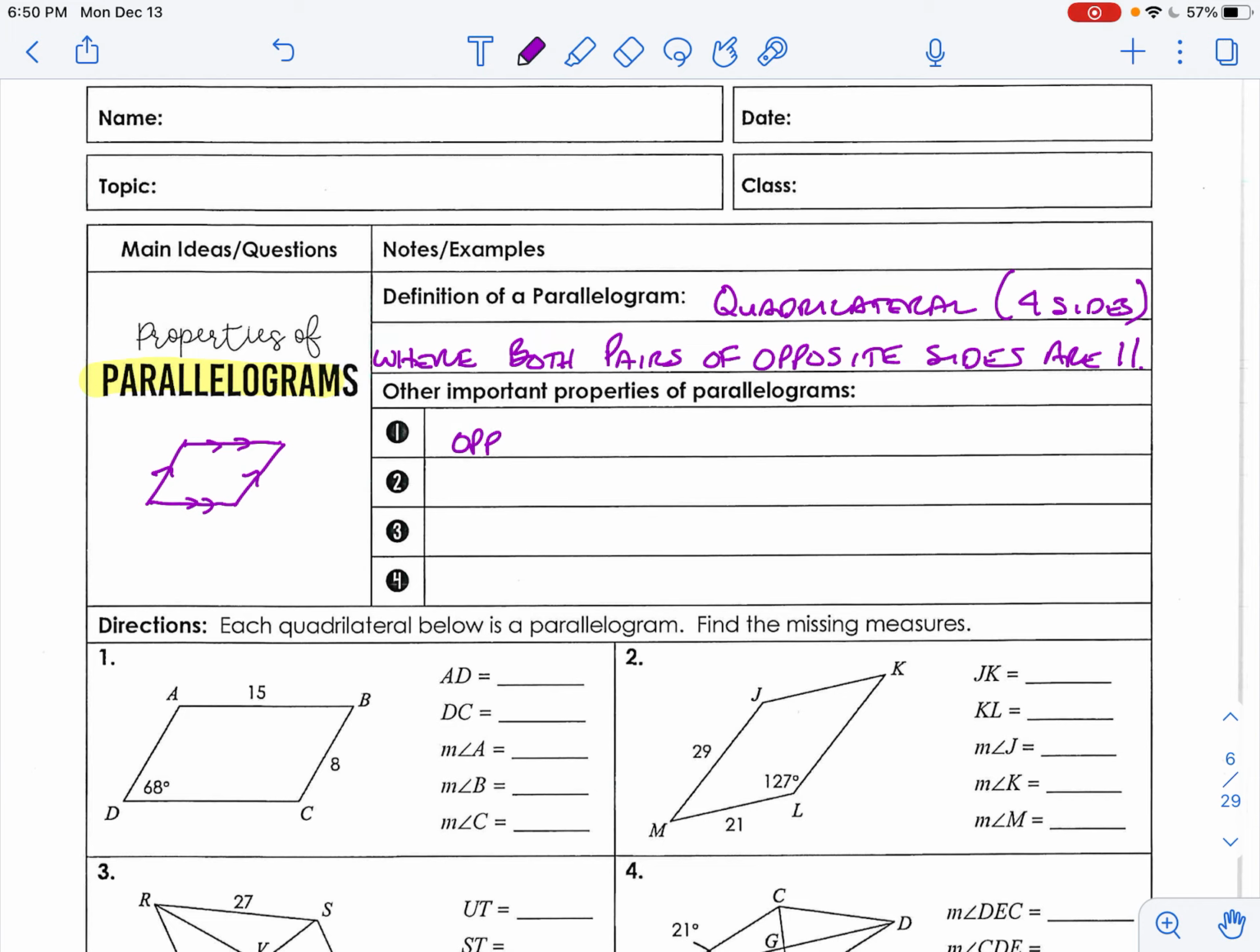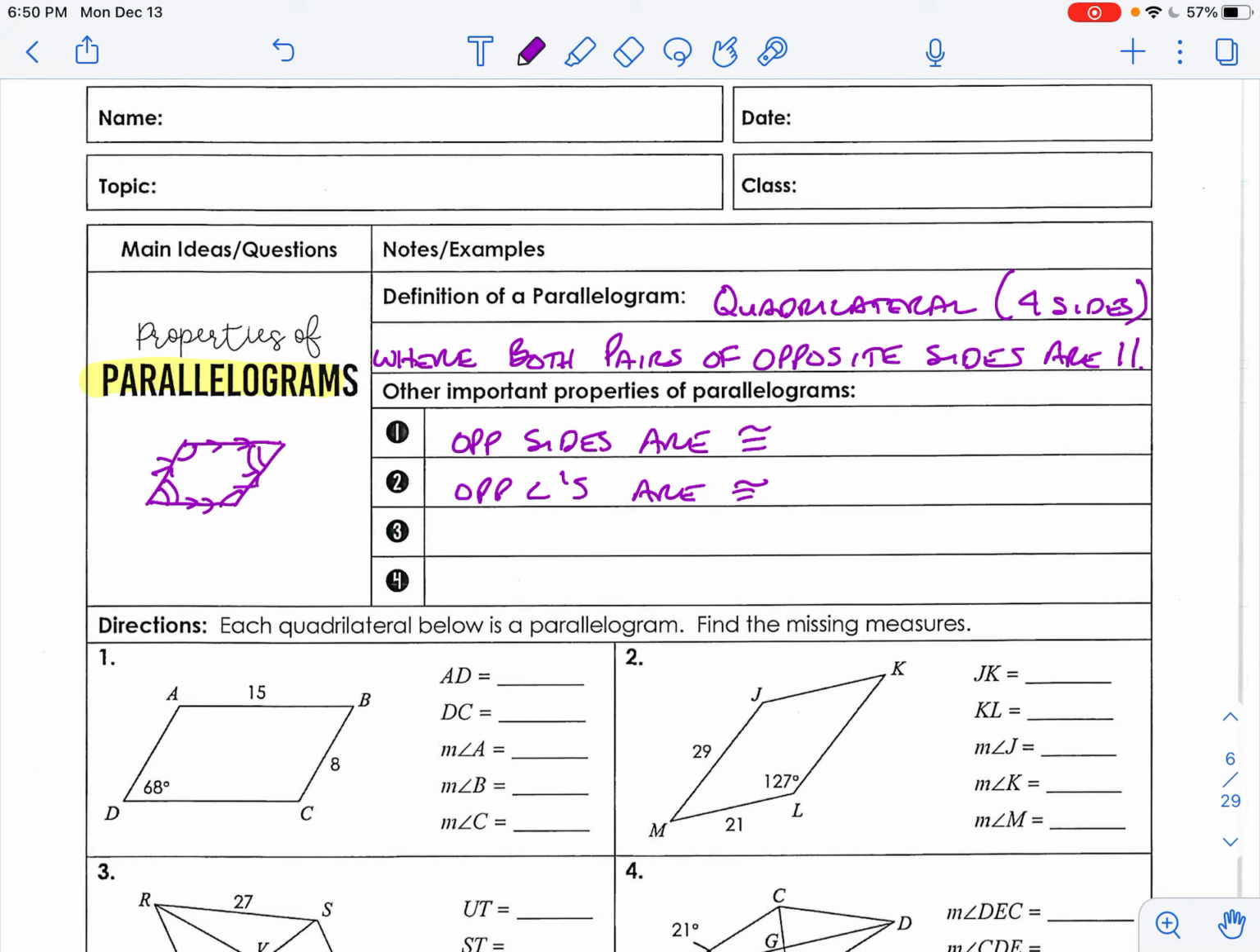The first one is that opposite sides are congruent, which I think we know. So that side's congruent to that side. The other one, which is interesting, is that opposite angles are congruent. So this and this, and this and this, which I think kind of makes sense.